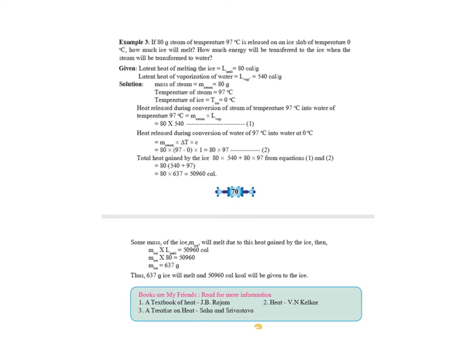So for the mass of ice, some mass of the ice will melt due to this heat gained by the ice. So it is mass into the latent heat of melting, m into 80, equal to 50960. So what will be the mass of the ice? 637. So that is the amount of ice that will melt, and this 50960 calorie will be the energy given to the ice.